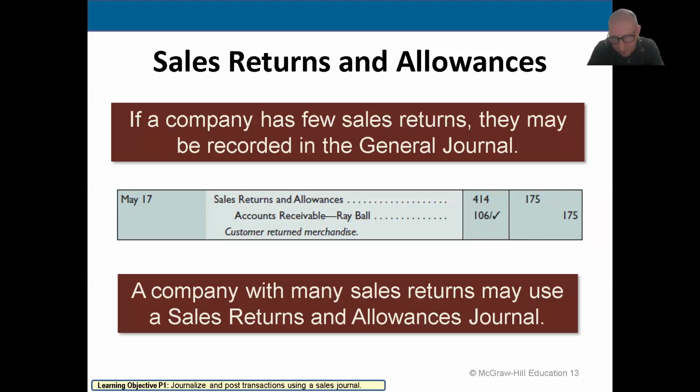Some businesses do it as it happens. In this example, it's as it happens. We see a date of May 17th. So here we have a customer that has a few returns. We debit sales returns and allowances, and we credit accounts receivable for that specific customer that's returning the inventory. You see how it says accounts receivable and then the customer's name. The customer's name represents the subsidiary account within accounts receivable.